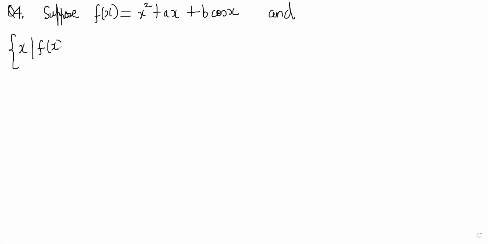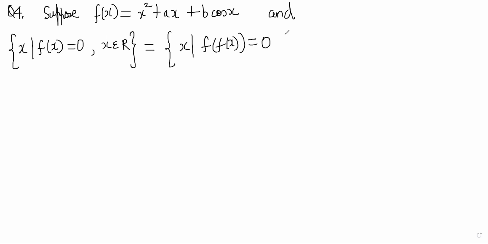Question 4. This says, suppose f of x is equal to x square plus ax plus b cos x. And we are given that the set of x such that f of x equals 0, x belongs to R, is equal to the set of x such that f of f of x equals 0, x belongs to R, and both the sets are not equal to the null set. We have to find all possible values of a and b.